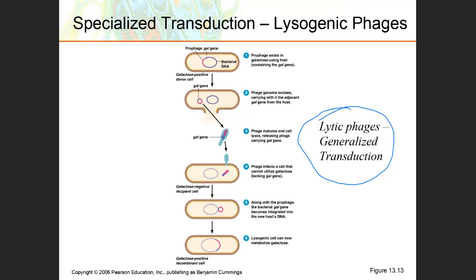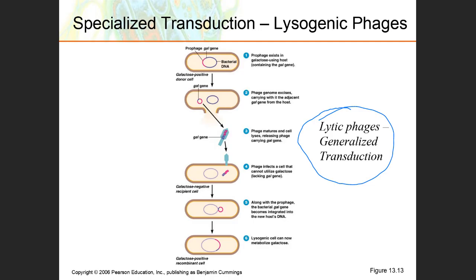Specialized transduction involves lysogenic phages. And so remember, the lysogenic phage incorporates itself into the bacterial chromosome, forming a prophage. So in this case, when the virus excises, when it cuts itself out, it actually cuts out a little piece of bacterial DNA next to it. And so this piece of bacterial DNA may have a beneficial gene on it.